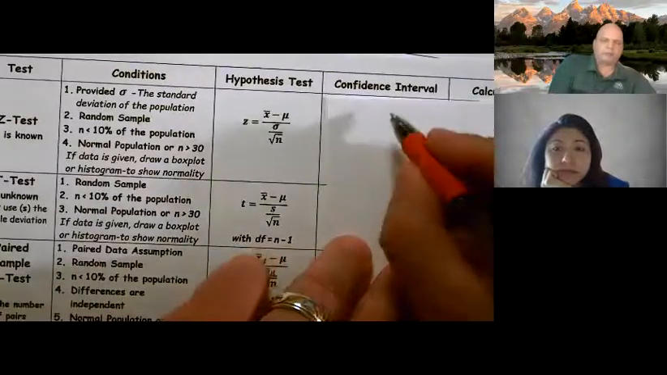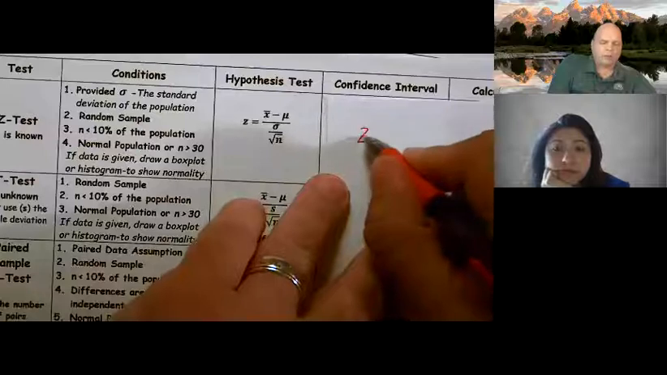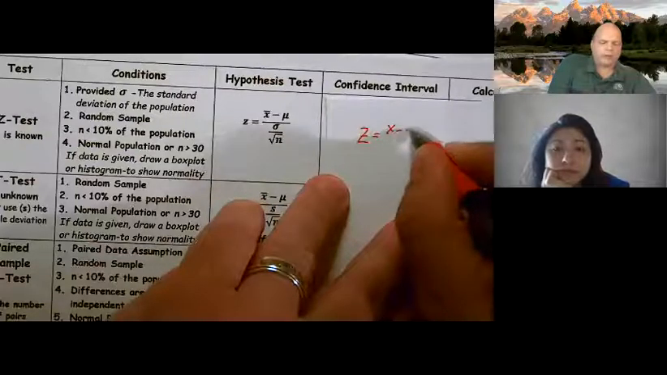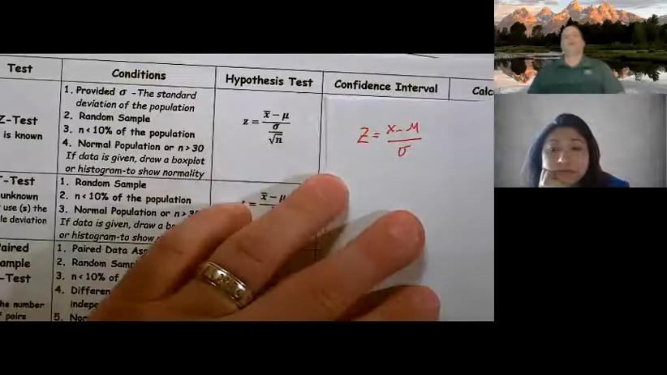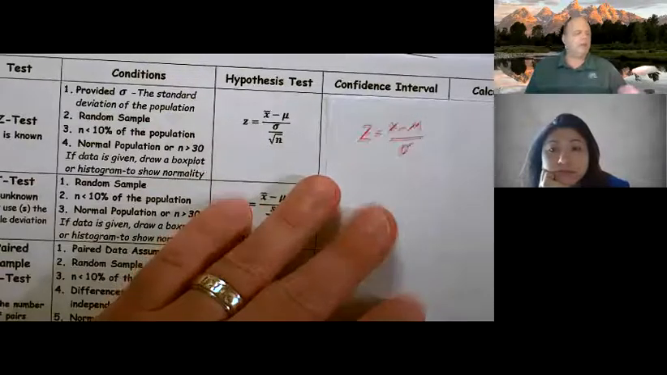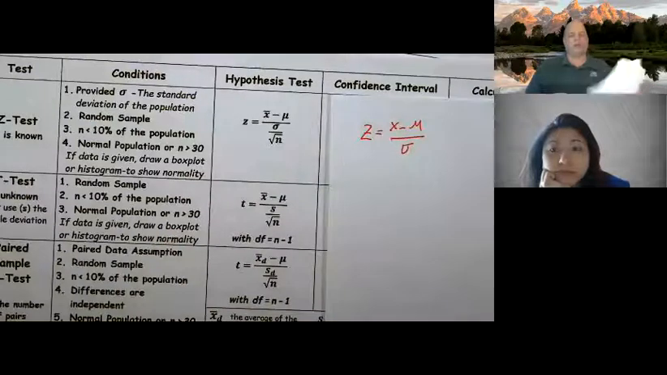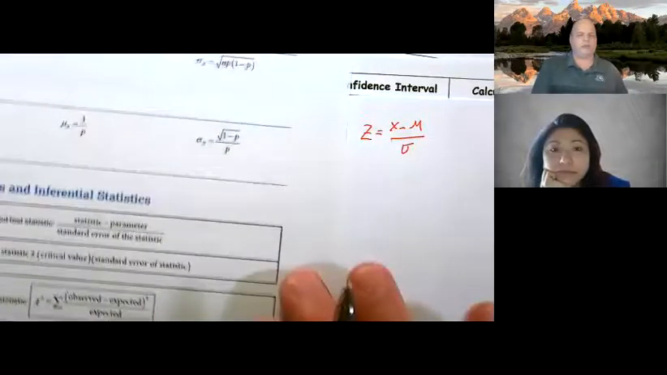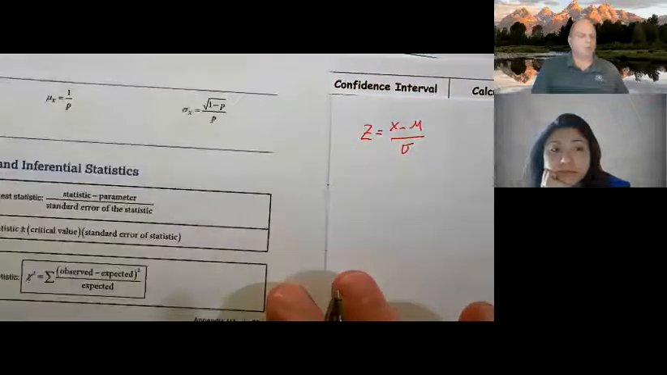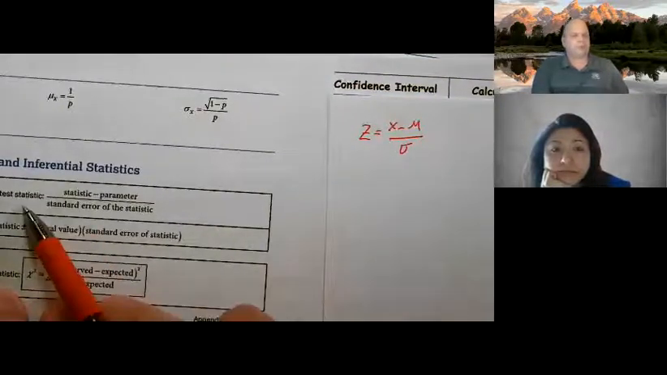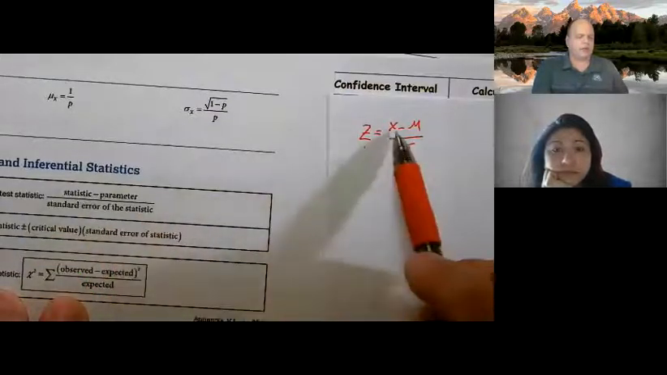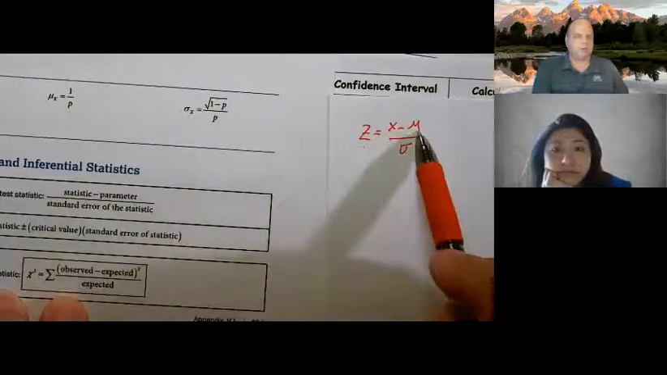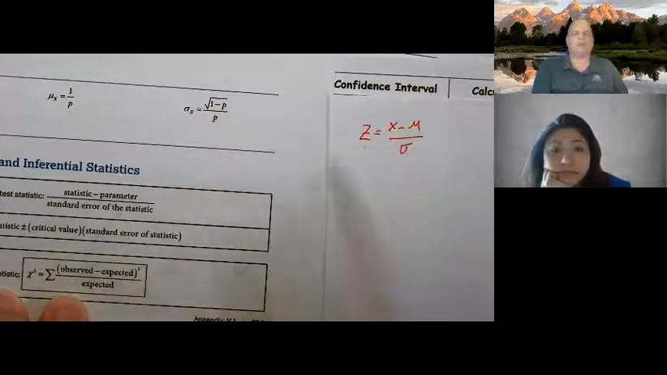First off, our basic formula, our starting point, is z equals x minus mu over sigma. So that's where we start. And I'm going to relate this, and I believe Mrs. Lamb has already done this in her class. On the formula chart, the standardized statistic, which in this case would be z, is our statistic minus our parameter, x minus mu, divided by the standard error. So that's where that is.